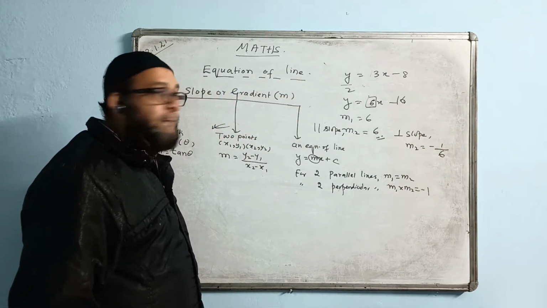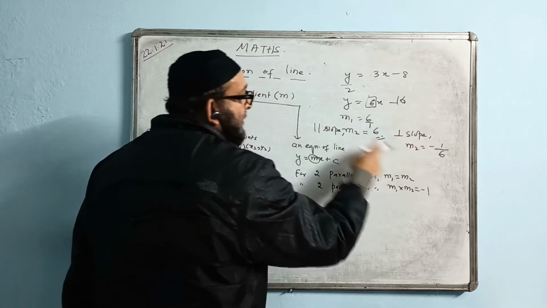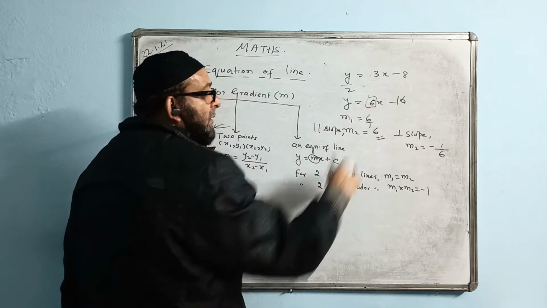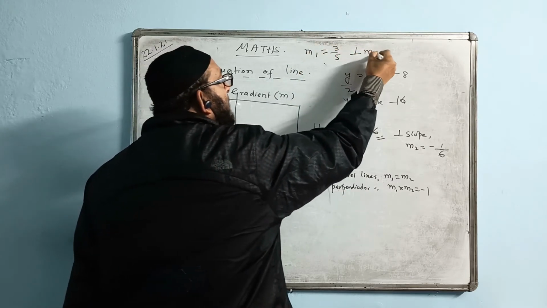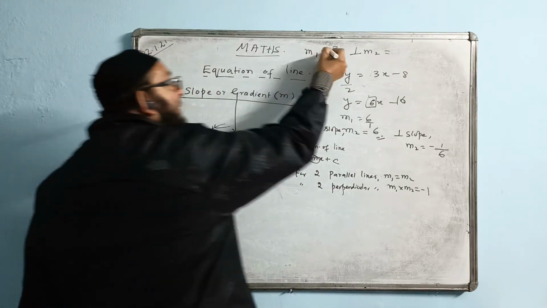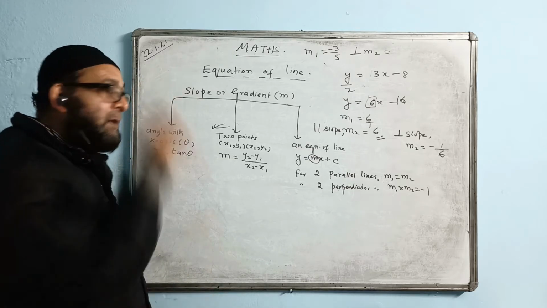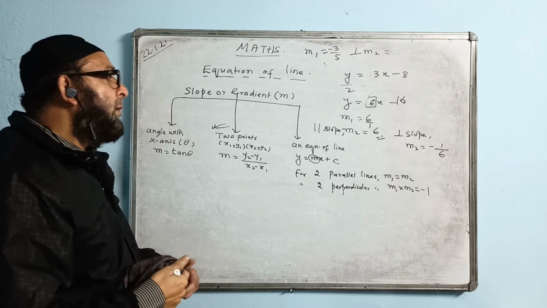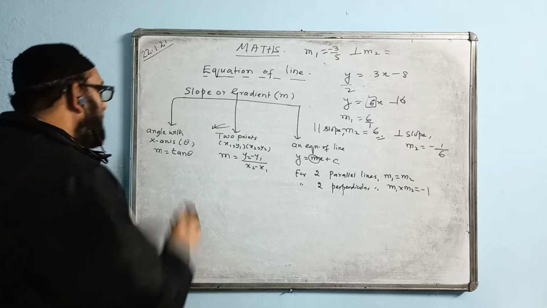Direct: 6 is 6 by 1, and we change the sign. If it is positive, we write minus. If it is minus, we write plus. 6 by 1 now becomes 1 by 6. Suppose the m1 value is coming 3 by 5, what is the perpendicular slope m2? It will be minus 5 by 3. And if it is already minus 3 by 5, what is the perpendicular slope? Plus 5 by 3. Okay, this is how we find the slope, in different situations and different ways. I think you understood it.